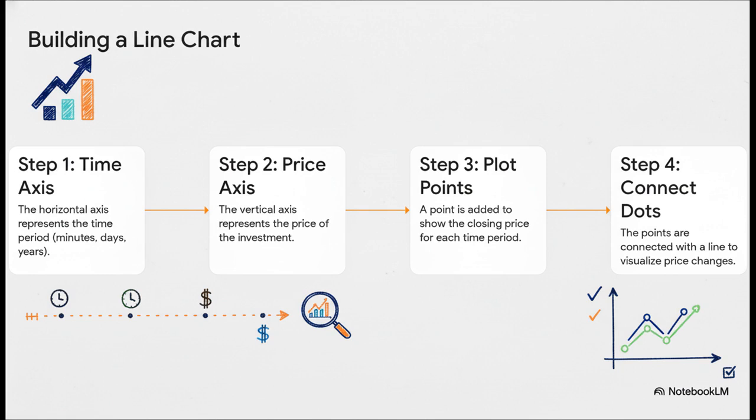First, you've got the line across the bottom. That's your time axis. Could be days, weeks, even years. Second, the line going up the side. That's your price axis. Third, for each period of time, say each day, we put a single dot where the price closed. And finally, step 4, you just connect the dots. And boom, you've got a line chart. It's a super clear way to see the price's journey.